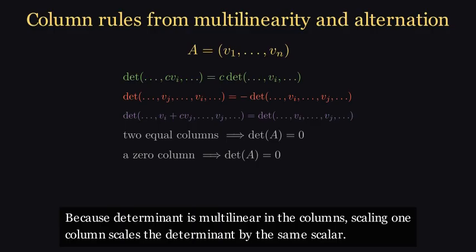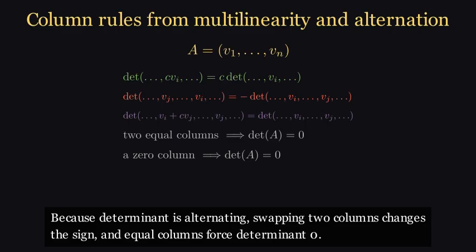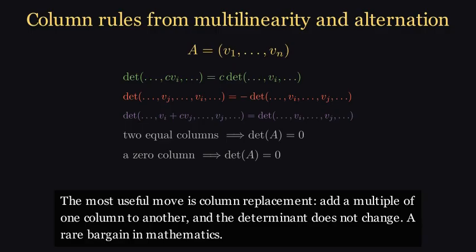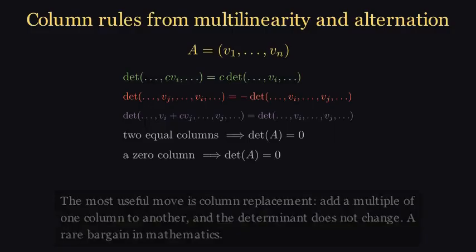Because determinant is multilinear in the columns, scaling one column scales the determinant by the same scalar. Because determinant is alternating, swapping two columns changes the sign, and equal columns force determinant 0. The most useful move is column replacement. Add a multiple of one column to another, and the determinant does not change. A rare bargain in mathematics.